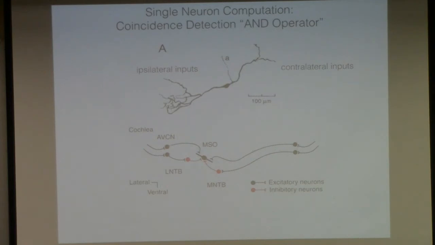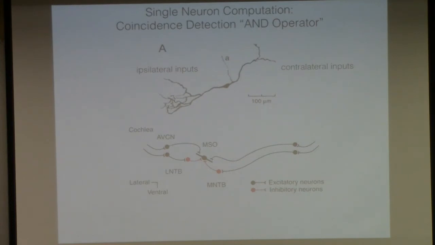The second thing you need to know from this lecture is another kind of computation that appears over and over again in neural signal processing. It's called coincidence detection, and coincidence detection is an example of an AND operator. So here's a real neuron. It's from the nucleus magnocellularis in bird, I think.